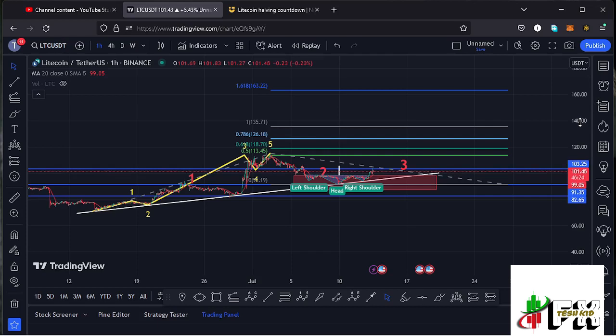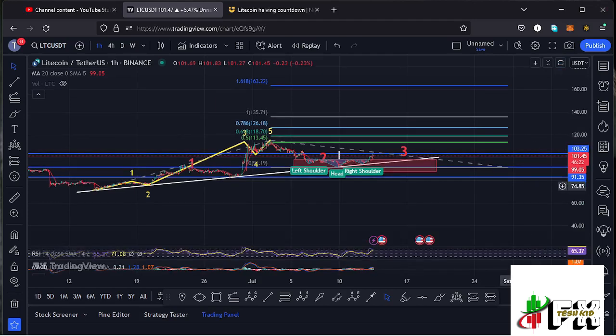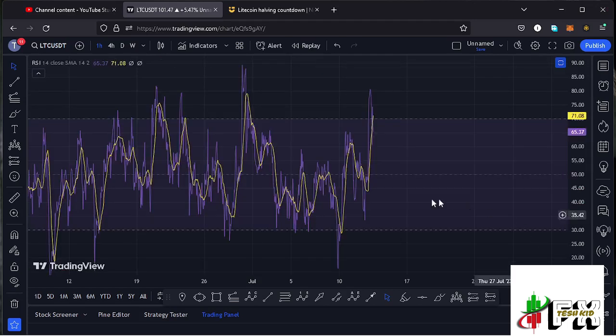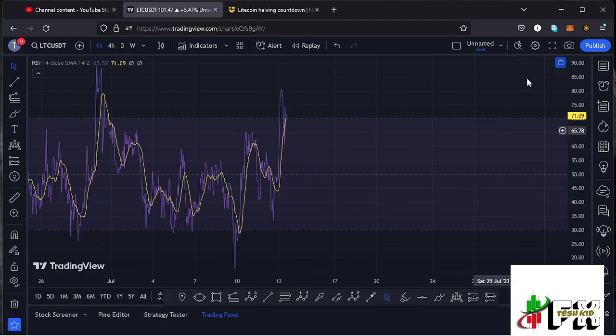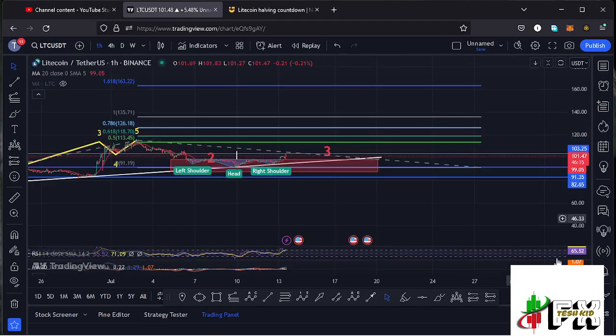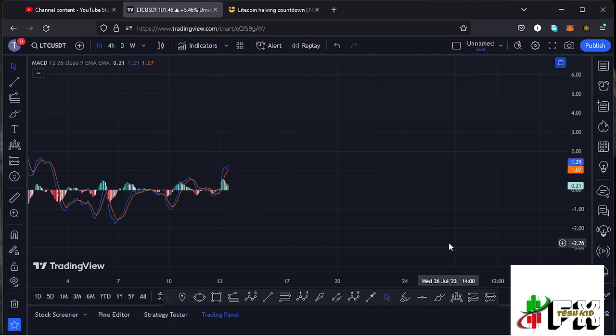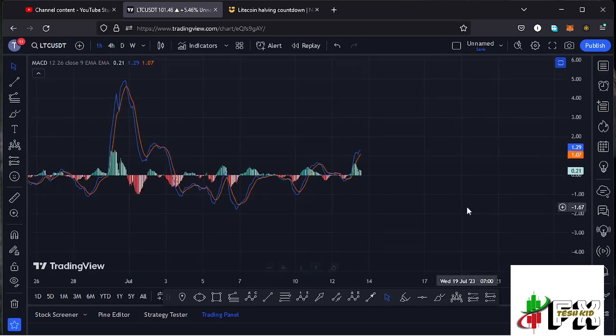$163.22 mark. And also taking a look at the indicators to see what movements will be supported. On the RSI we are trading at around the 65 mark. On the MACD we have been able to print a bullish cross, fully supporting higher prices.